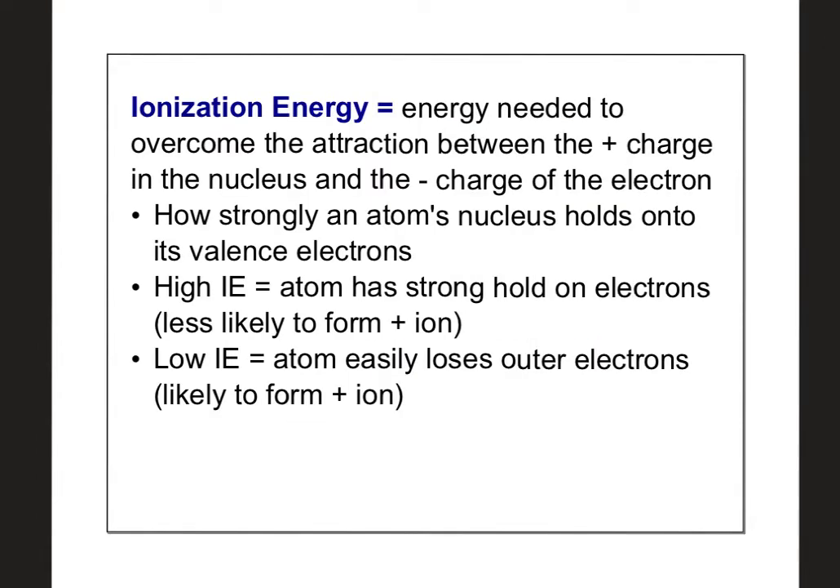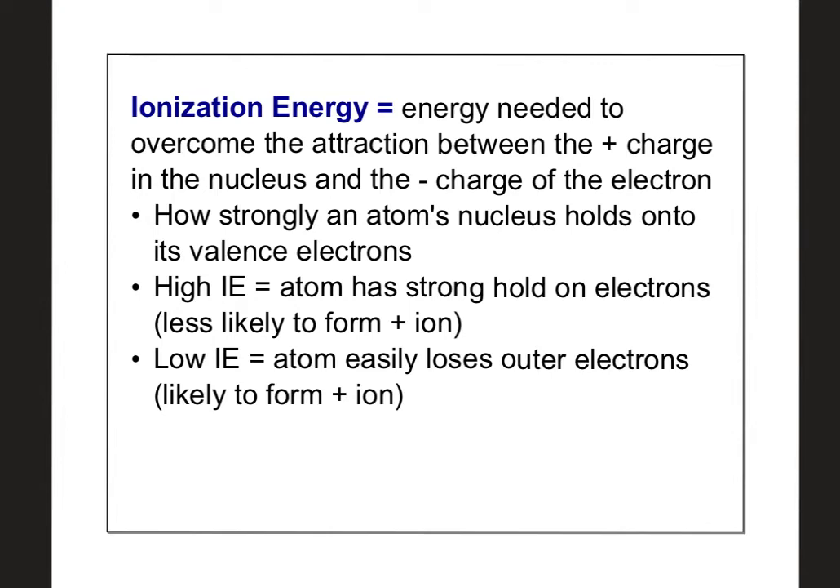All right, ionization energy is the next periodic trend. It's the energy needed to overcome the attraction between the positive nucleus and the negative electron. Think of it as how strongly an atom's nucleus holds on to its valence electrons. So this is the stealing or removing electron measure.